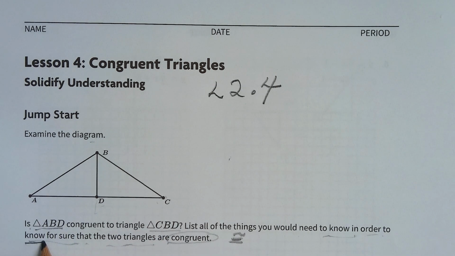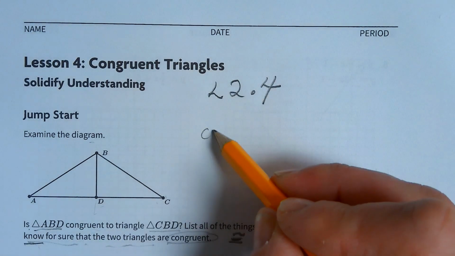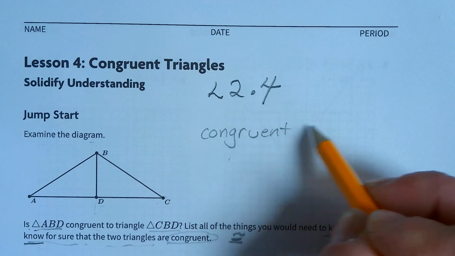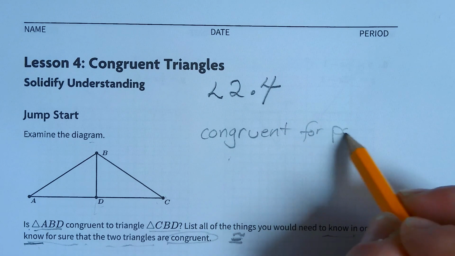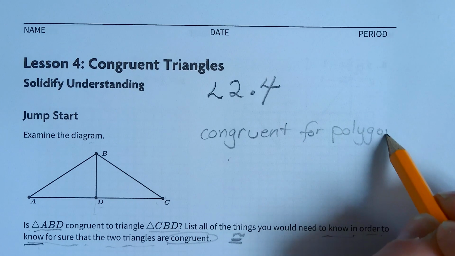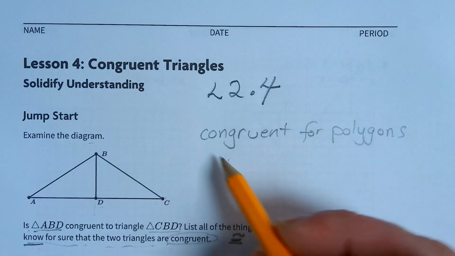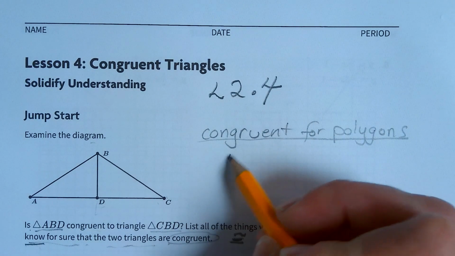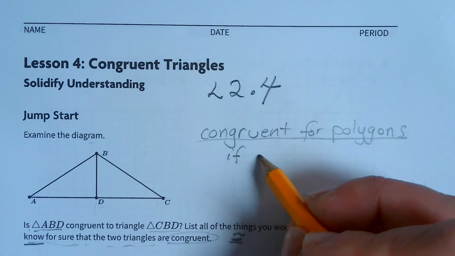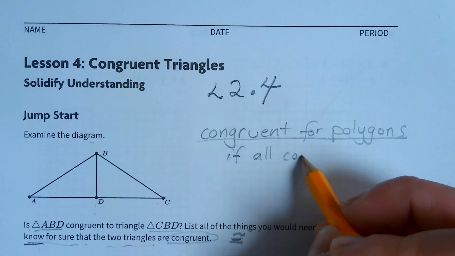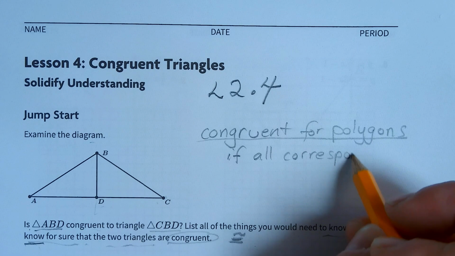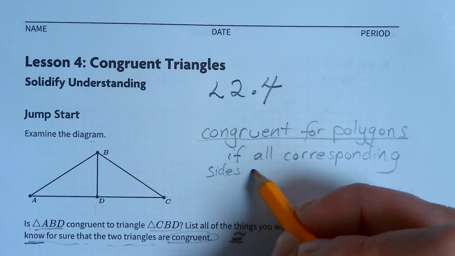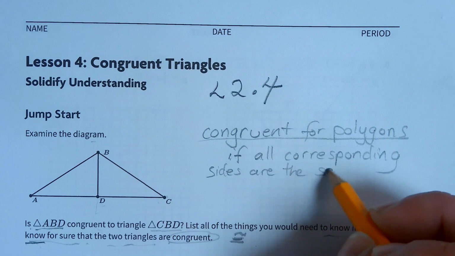Well, we have another idea of congruency for polygons. Congruent for polygons. Polygons are shapes made of straight lines and angles. So for polygons, we can say two things are congruent if all corresponding sides are the same length.